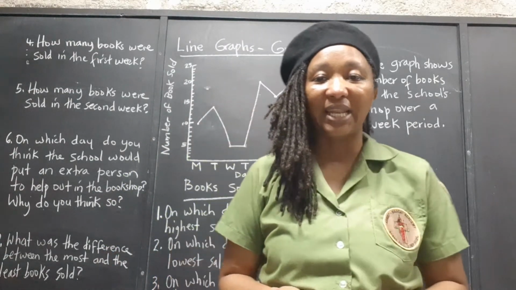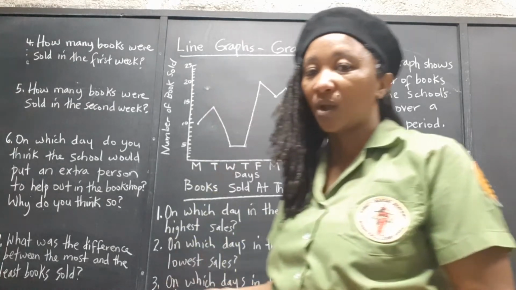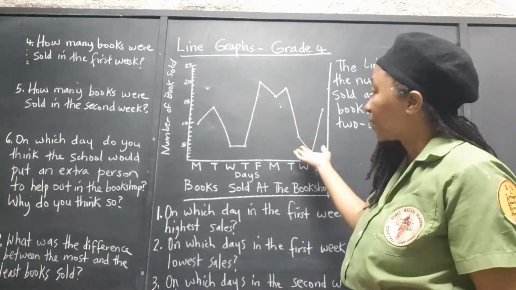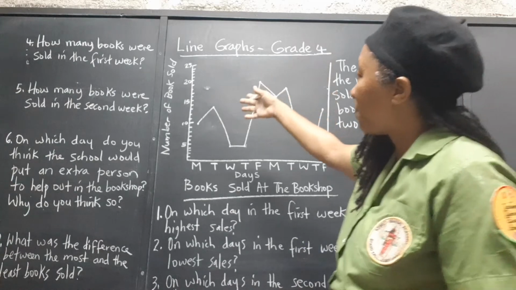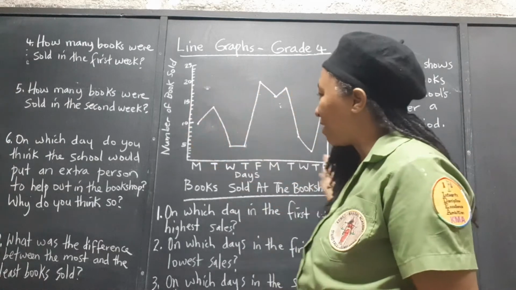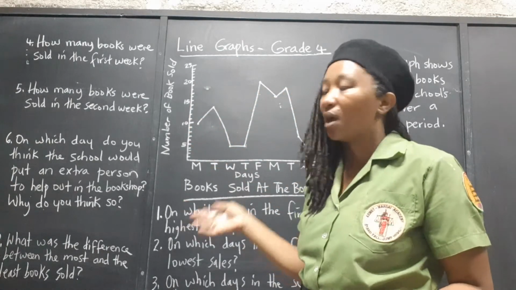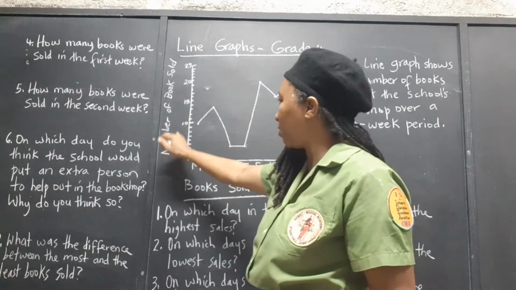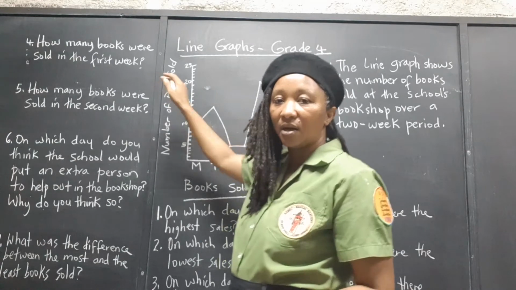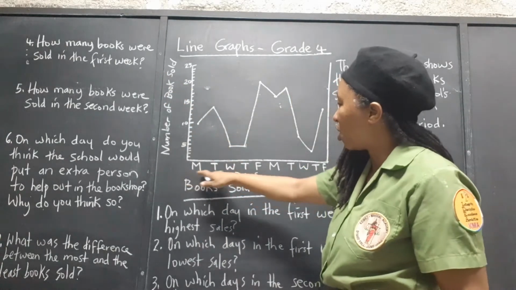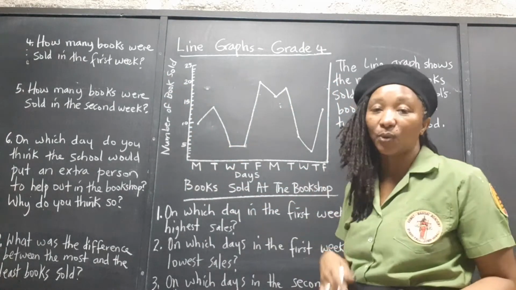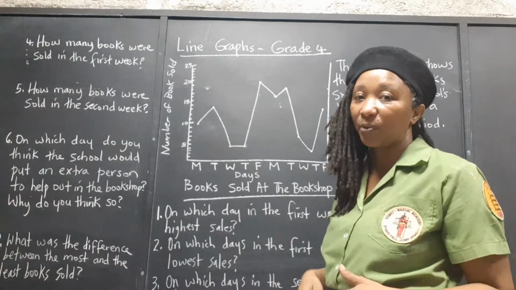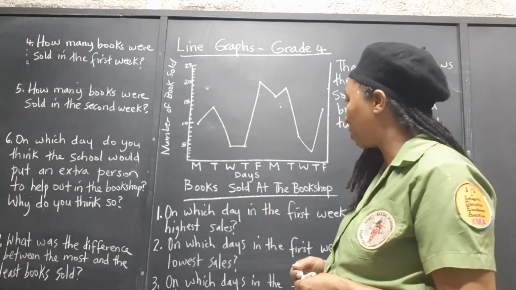We're looking at the line graph. What is a line graph? Well, it's set up in the same way that the bar graph is set up, with your vertical axis having the numbers and the horizontal axis having whatever it is you're comparing, whether it's days, items, or whatever.